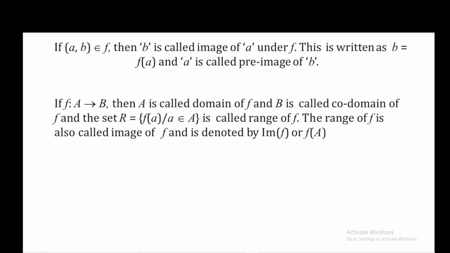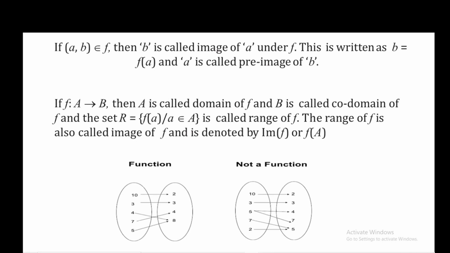So a function contains the domain, codomain, and also the range. The range of f is also called the image of f, and is denoted by im f or f(A). Now we will see two diagrams: function and not a function.